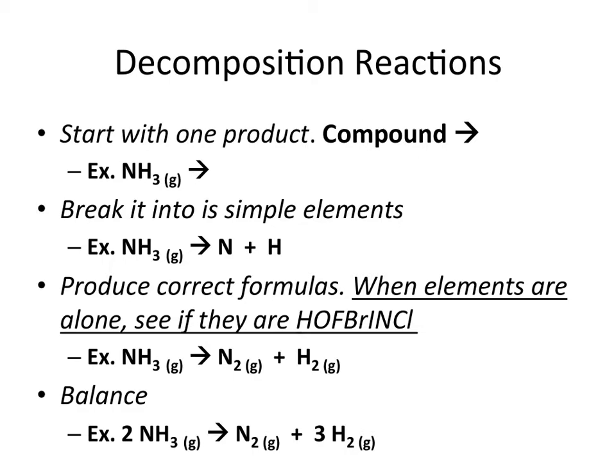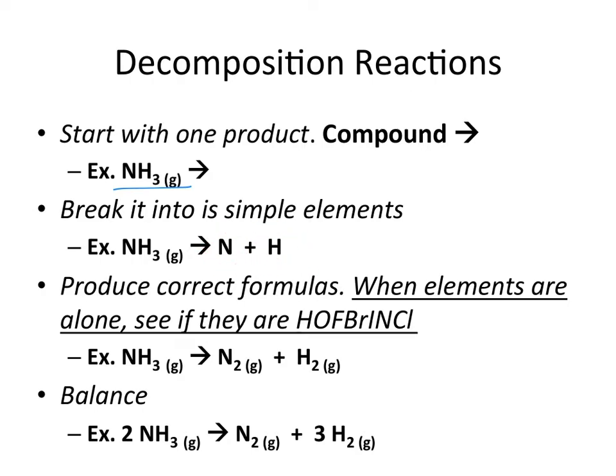So first things first, let's look at a decomposition reaction. This is a general way of trying to figure out what the product is going to be. A general decomposition reaction always starts off with one reactant, and it breaks down. In this case, we have ammonia, NH3. Once we know this, we can break it down into simple elements. The simple elements are nitrogen and hydrogen. So I just listed them here individually.